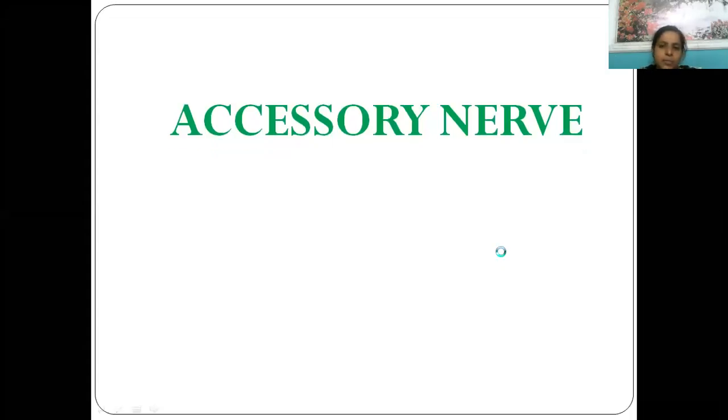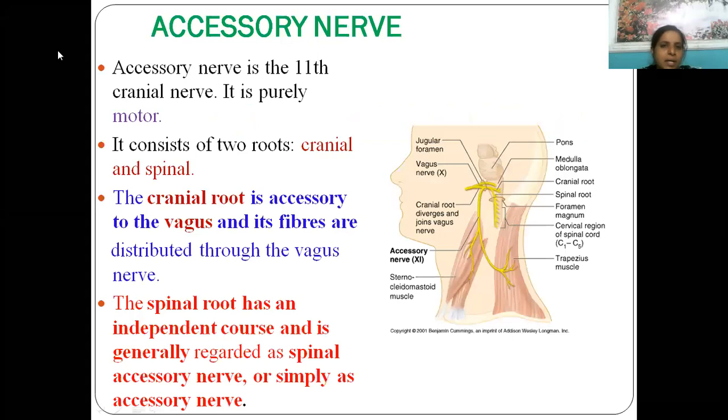Do you know which cranial nerve it is? It is the 12th cranial nerve. Okay, so it's the 11th cranial nerve. It's purely motor. It consists of two roots. One is the cranial root and the other is the spinal root.